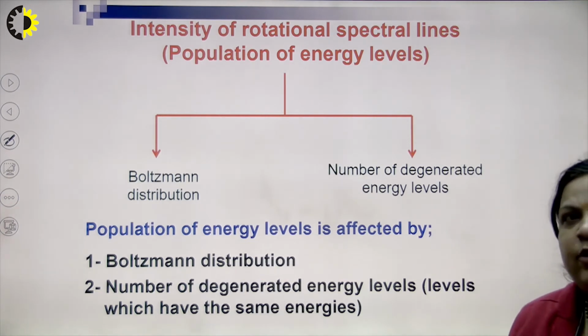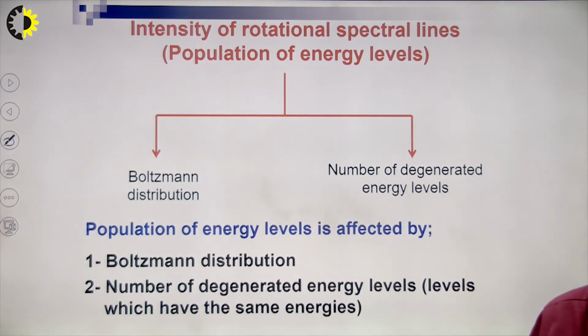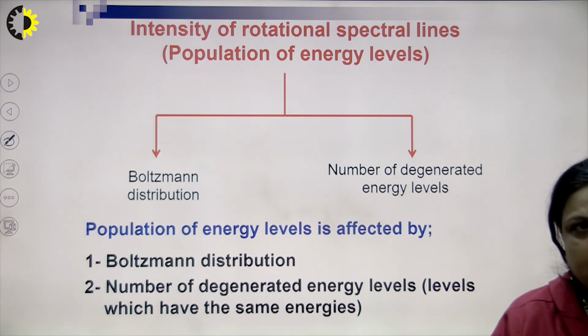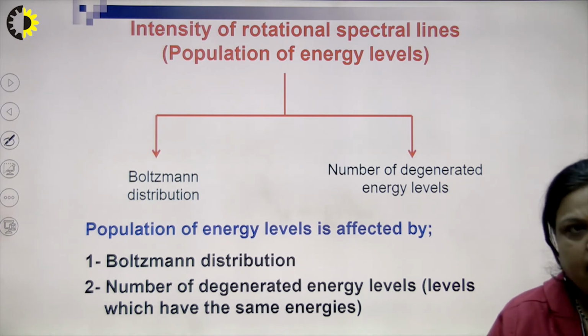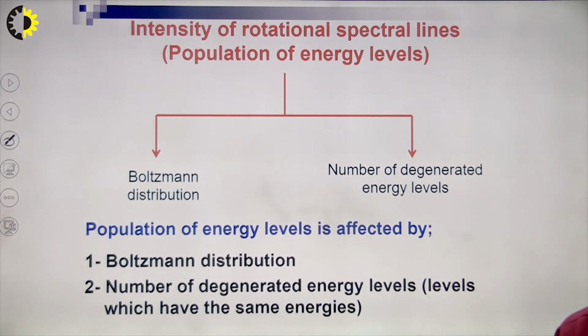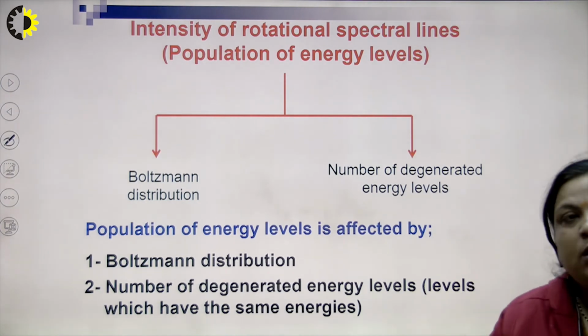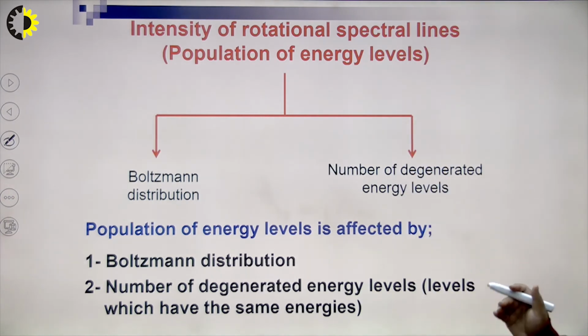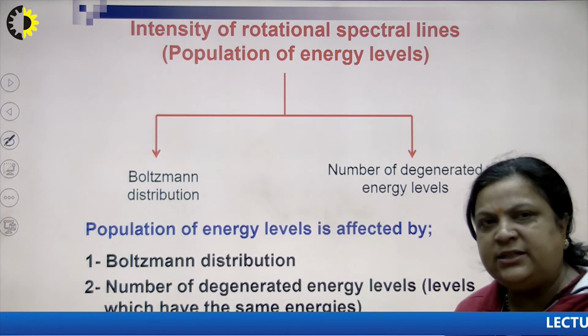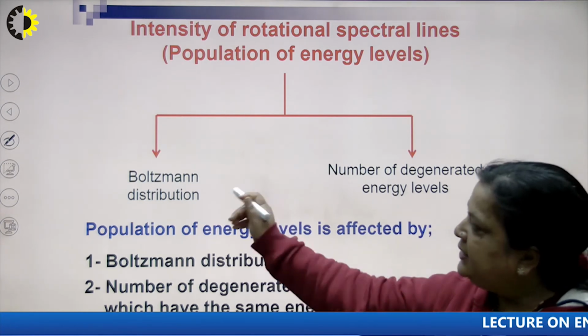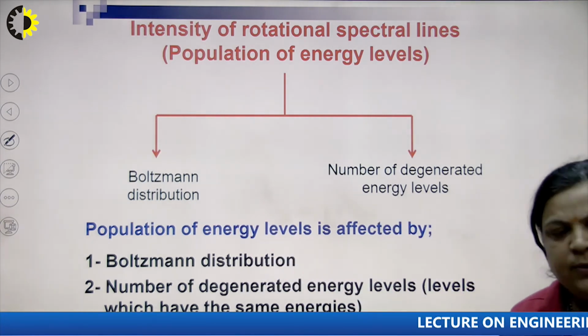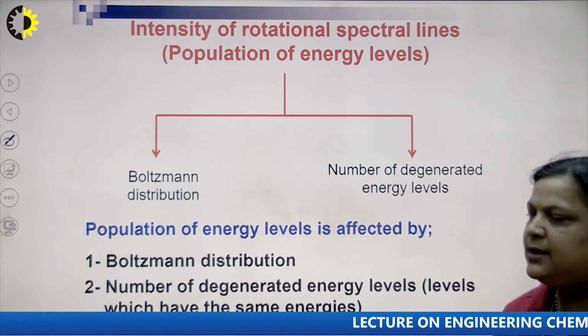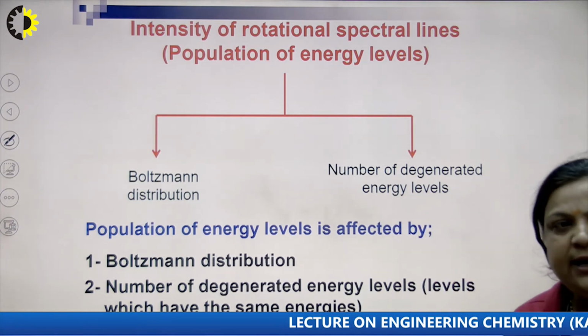Now, intensity. The intensity of a rotational line depends on population, and we know that at the ground level the population is quite high. So, we can say at the ground level the intensity of the lines becomes more as compared to the excited level. So, the intensity depends on population, which is Nj upon N0, and this population depends on the Boltzmann distribution as well as the number of same or degenerate energy levels.